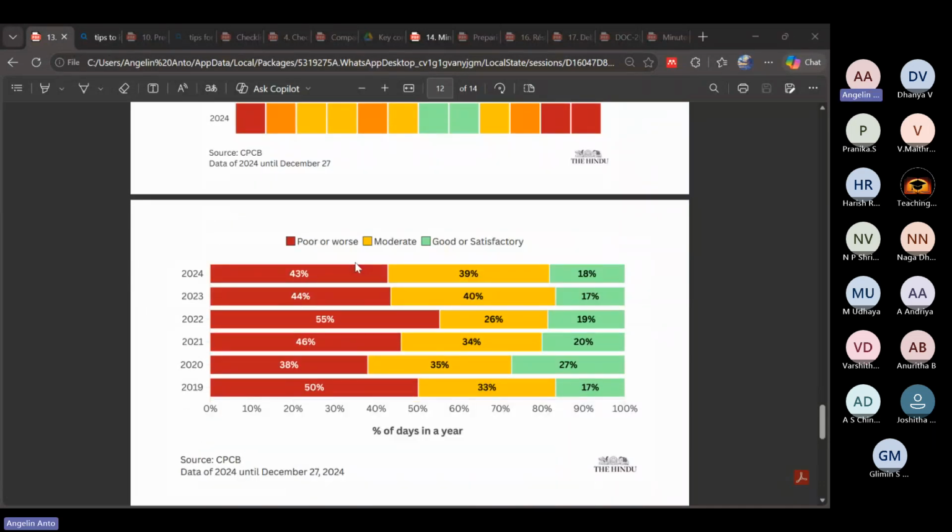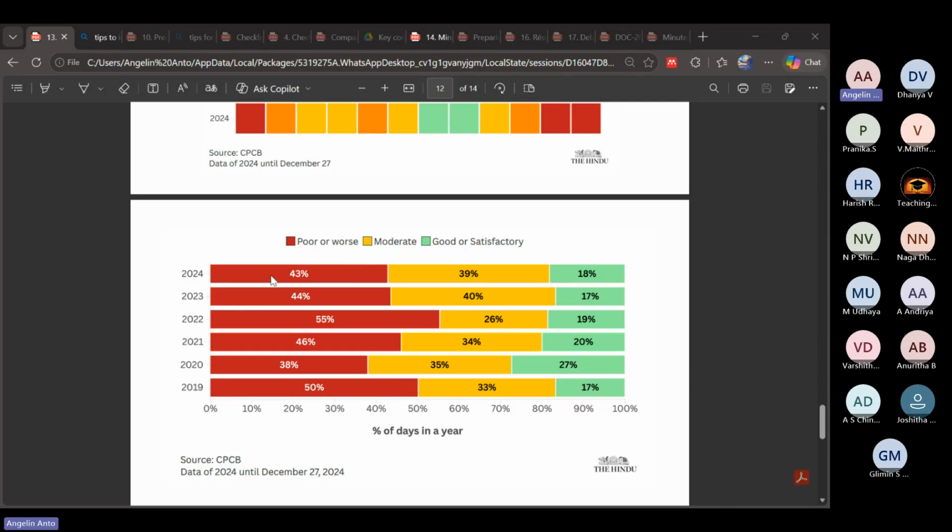Any doubts here? As I said, there's no specific format for these. But anyone, any doubts? I'm assuming I can move on.